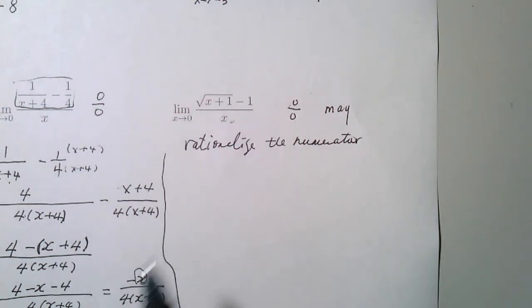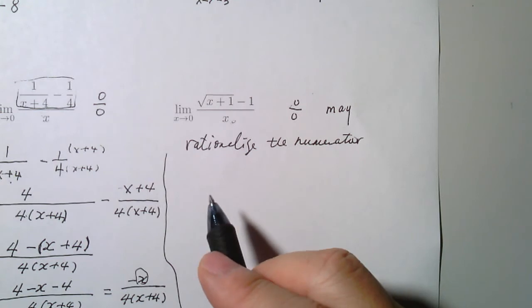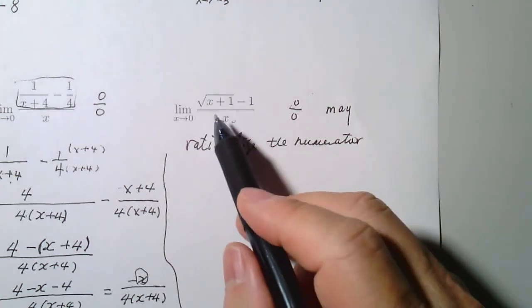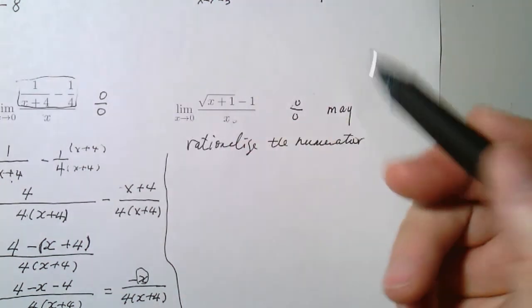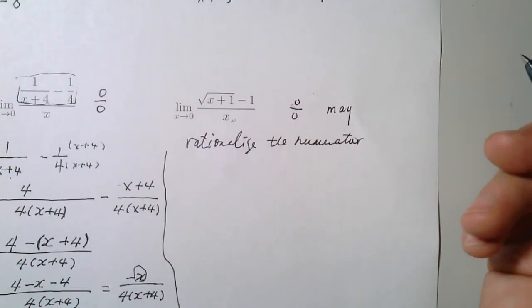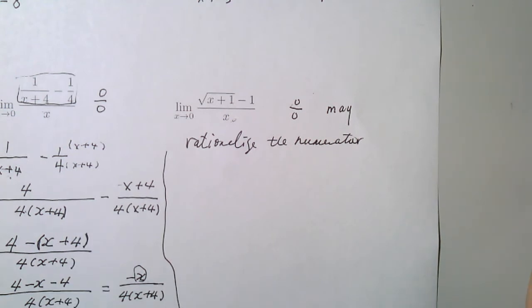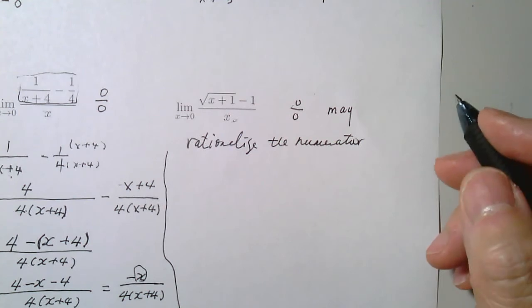But someone is going to say, oh, can I just square them? No, you can't square them. If you square them, you change the problem. Say the answer is supposed to be equal to 2. If you squared, you got 4. Obviously, you cannot do that. So how are we going to rationalize the numerator?